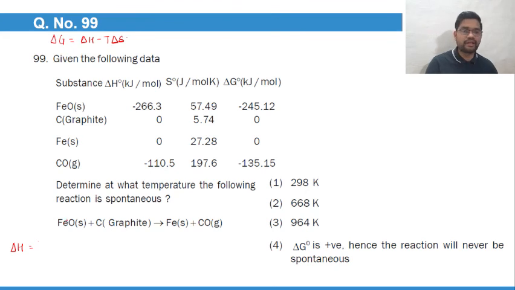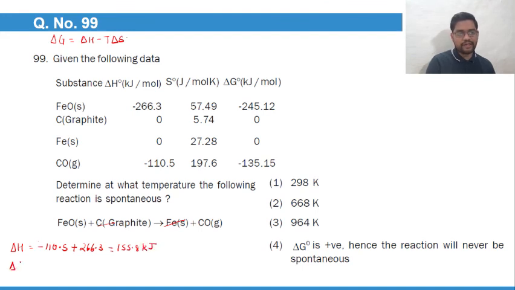Delta H will be equal to products minus reactants. Enthalpy of formation of, see, this is 0, this is 0 for delta H. So CO, that is minus 110.5, then minus of minus 266.3. Clear? If we solve this, you will get the answer around 155.8 kilojoule.